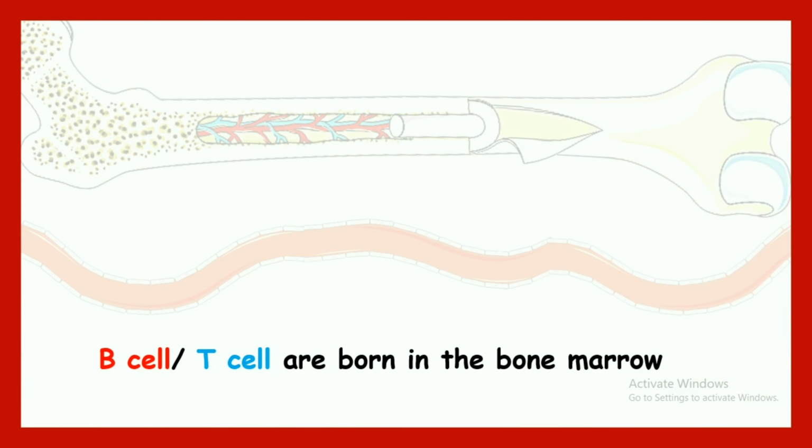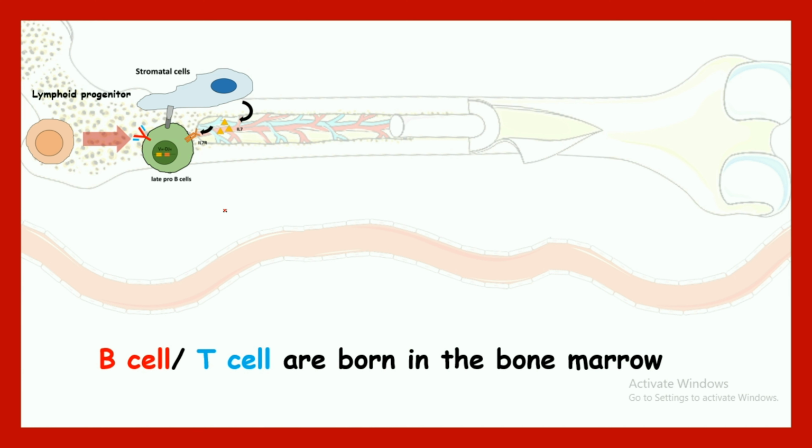First, B cell development starts at the bone marrow, which is a primary lymphoid organ. Inside the bone marrow, there are lymphoid progenitors which give rise to late pro-B cells or the pro-B cells.